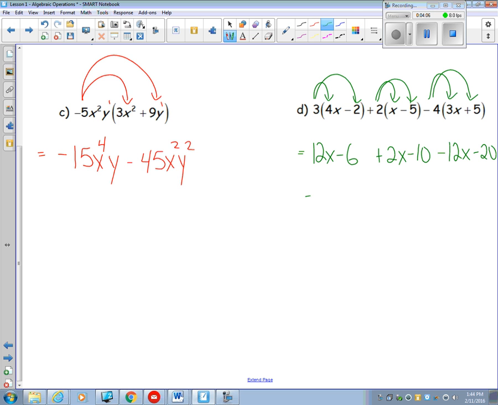I look for some like terms. I see x's, and more x's. Add them all together, I get 2 x's. And I have negative 6, negative 10, and negative 20, and that's going to make a total of negative 36.